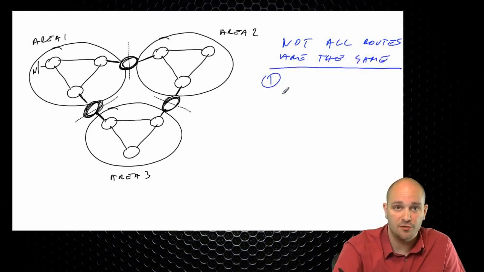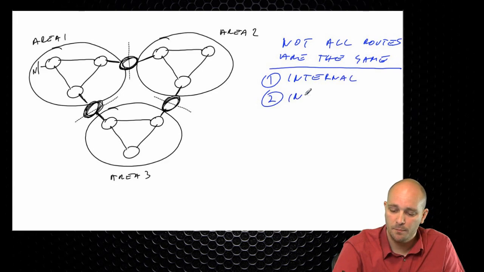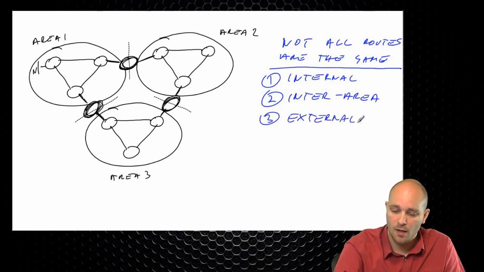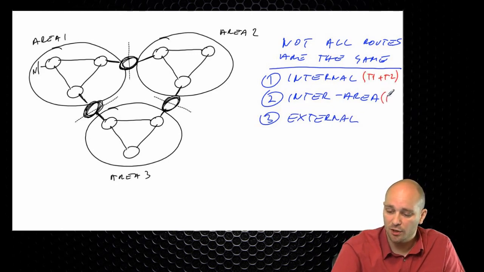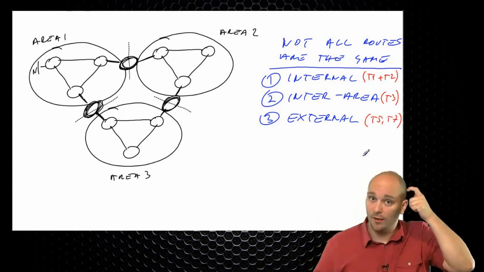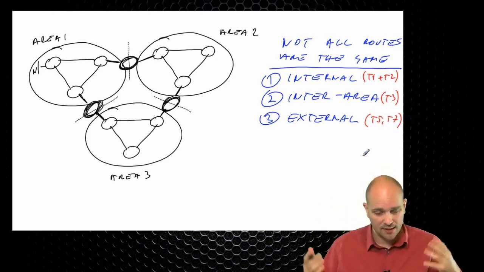OSPF divides routes in 3 categories: internal, inter-area, and external routes. Now, internal routes are those routes that are carried in type 1 and type 2 LSAs. These are type 3 LSAs, and these are type 5 and type 7 LSAs. I will talk about them in a moment. As I said, sometimes chicken and the egg.